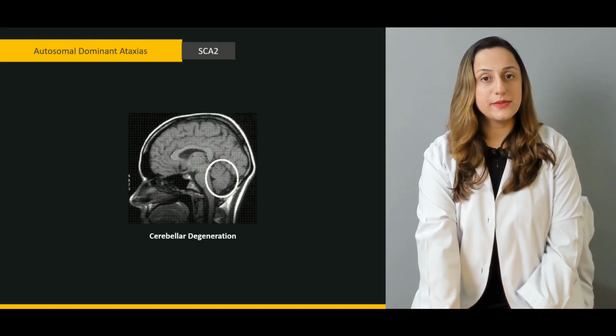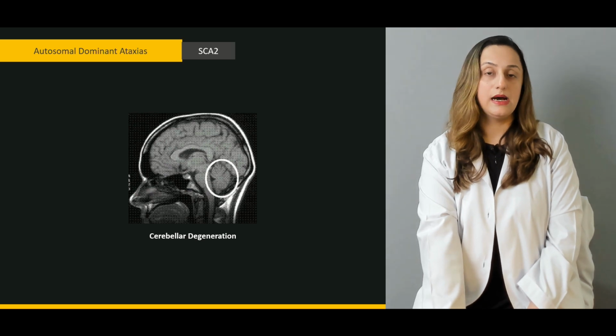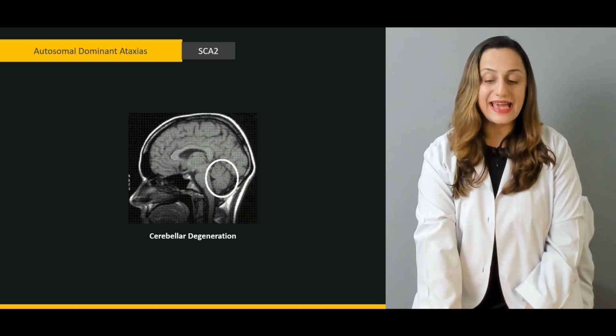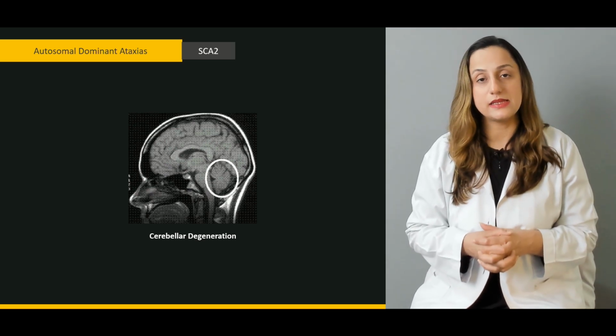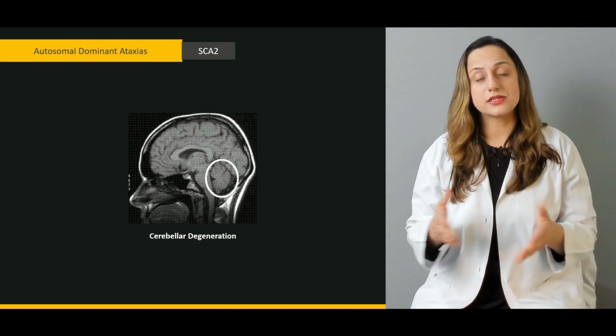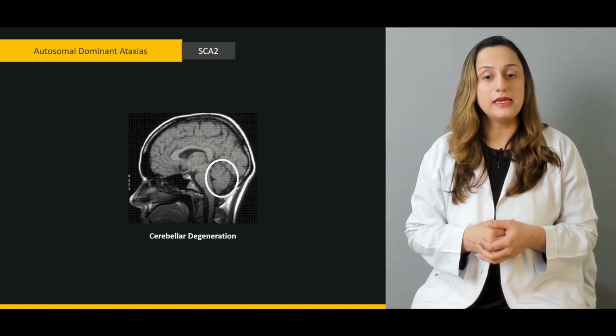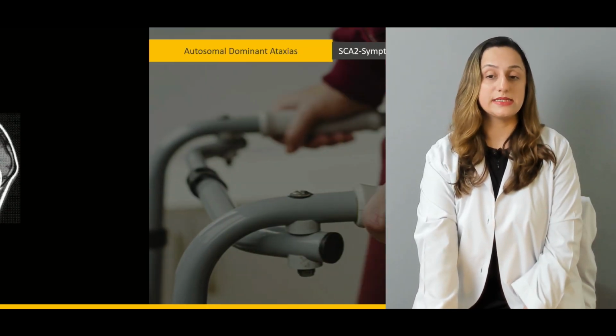The spinocerebellar variety type 2 is associated again with the extrapyramidal symptoms. The CAG repeat expansion in the genetic mutation is the underlying pathology over here in the second variety of the spinocerebellar ataxias.